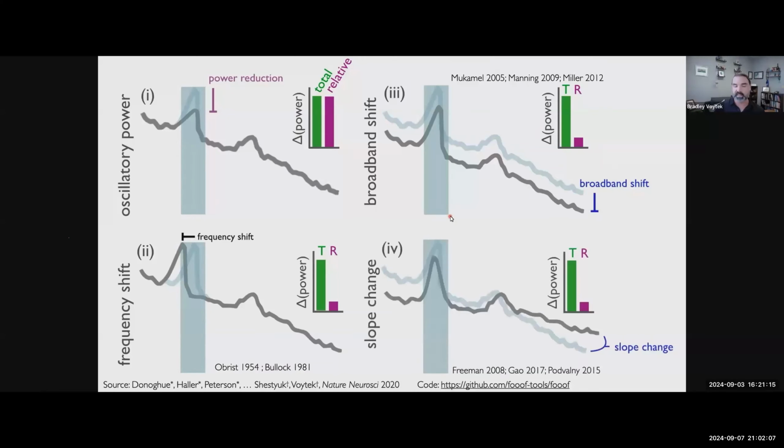Or in condition number 4 here on the bottom right, we also know that the power spectrum can change its slope. Ella Poldvani with Rafael Malik has shown this, and others, that the entire power spectrum can shift. And again, if I'm only looking at this 8 to 12 hertz alpha window, I'll say that my alpha power has dropped. But again, maybe not the best way of describing the data.